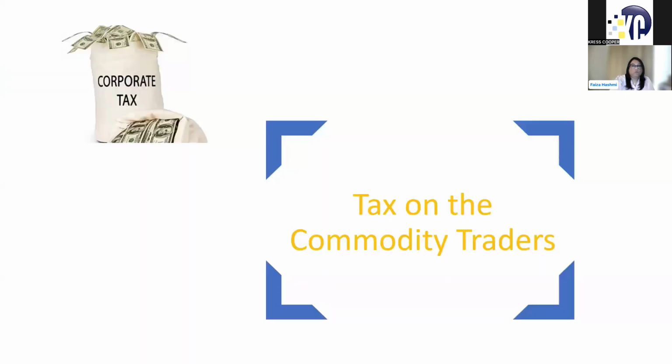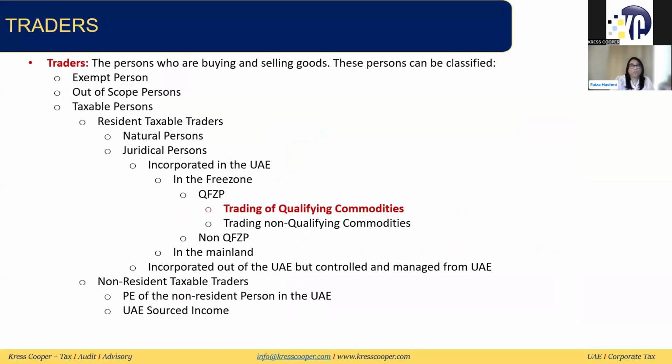So let's move to our topic for today, tax on commodity traders. Now, who are traders? Persons who buy and sell goods are traders. The usual models are that they are buying either locally or they're importing goods. They are not doing any value addition to those goods. And then they are keeping a margin and selling those goods to their customers. So that is usually how traders work.